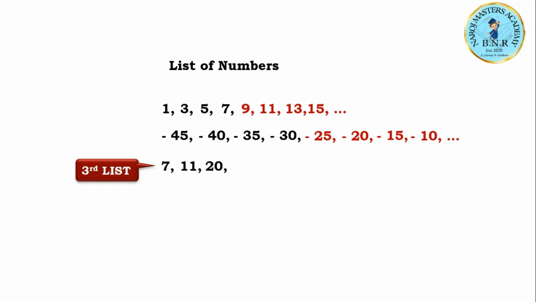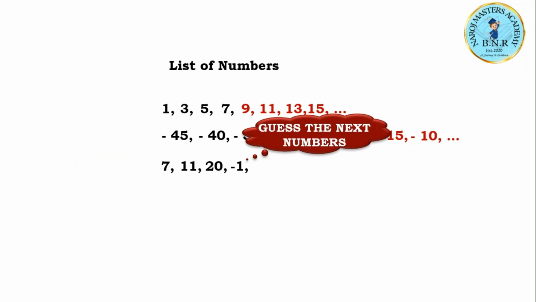7, 11, 20, minus 1, and guess the next number in this. Now if you look here, there is a pattern which is followed by these two sets of numbers, whereas this set does not follow any pattern.